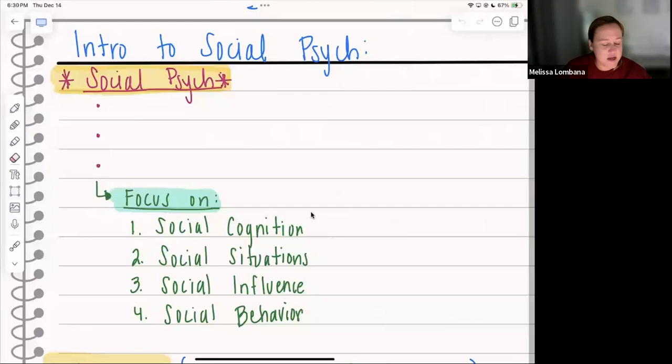The next one is social influence, and this is how we are influenced by others in a social situation. So this is how others influence us in a social situation. And I hope that we're all writing these little things down. An example of this is how we act with a group of friends, right?